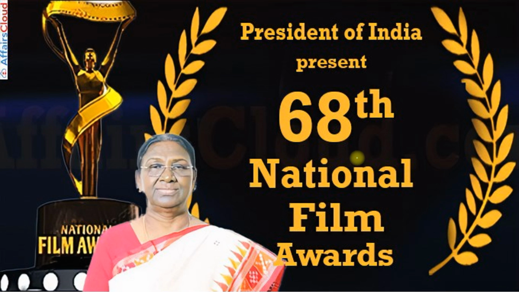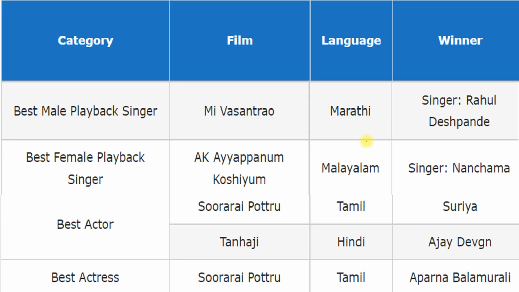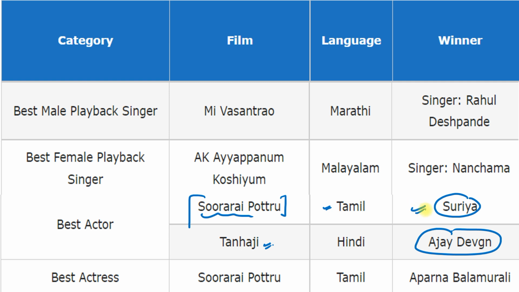So you can see here, this is President of India presenting 68th National Film Awards. And there are 4 awards which you can remember. One is the Best Actor. Best Actor goes to Surya for the movie Soorarai Pottru in Tamil, and Ajay Devgan ji. Ajay Devgan's movie was Tanaji. So just remember, Best Actor award goes to 2 personalities. One is Surya and second is Ajay Devgan.